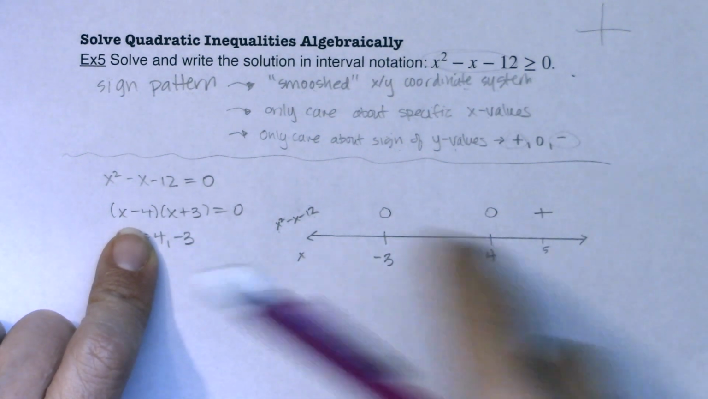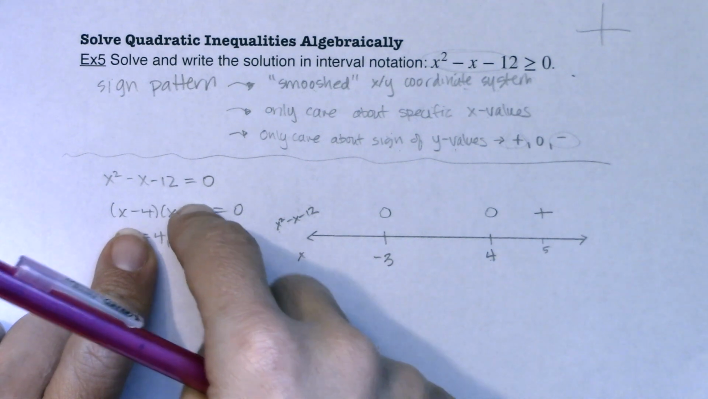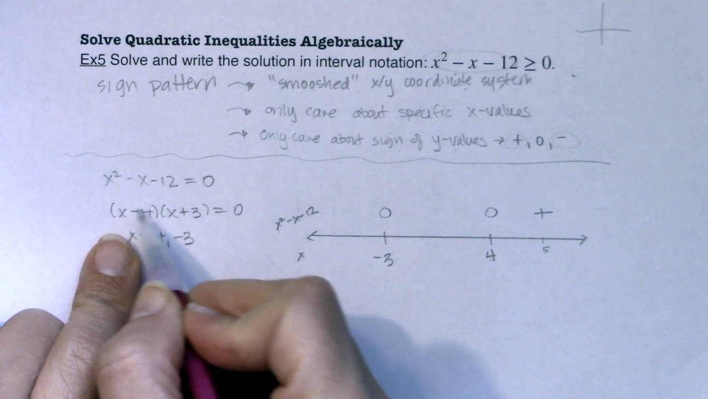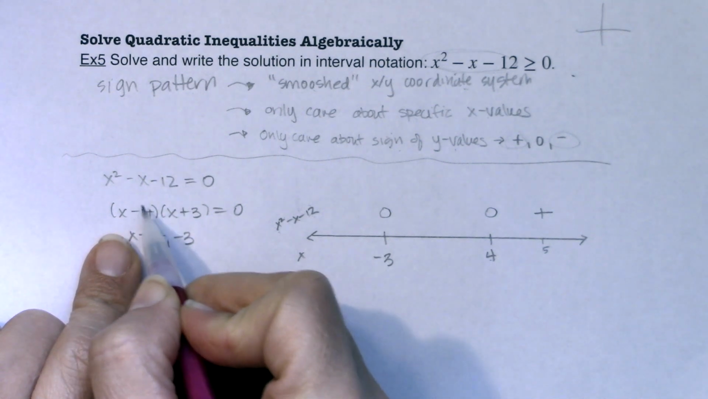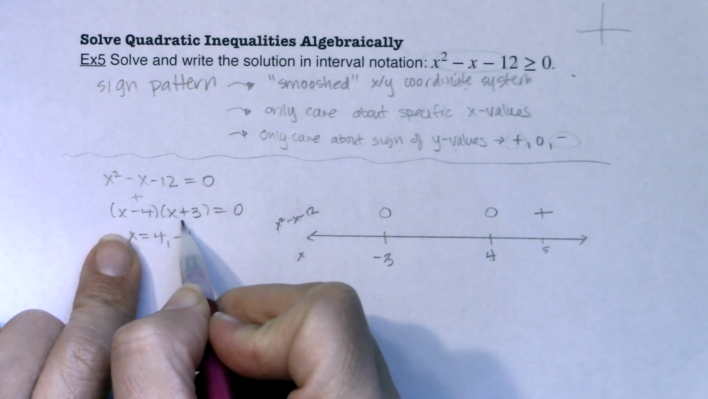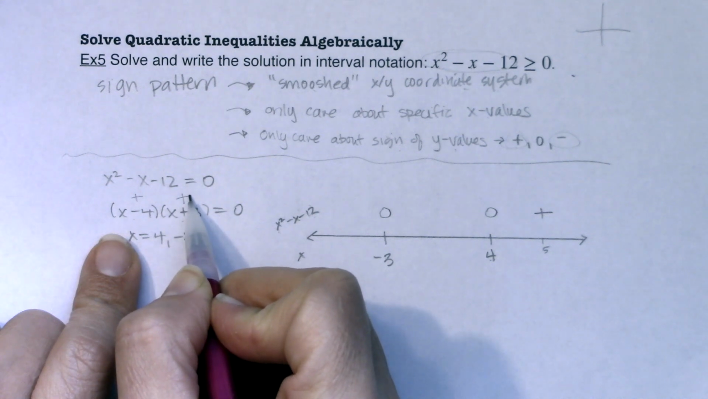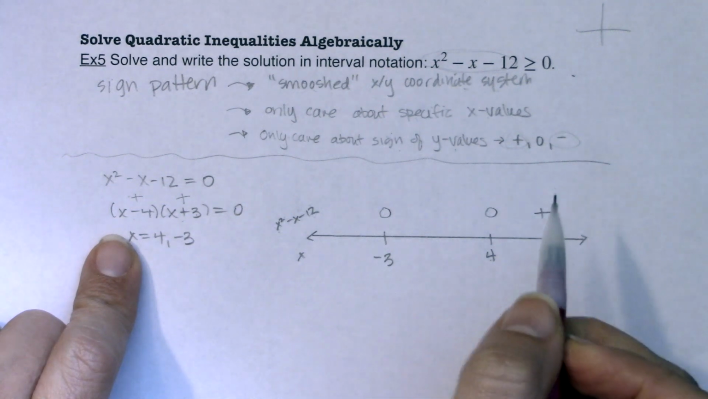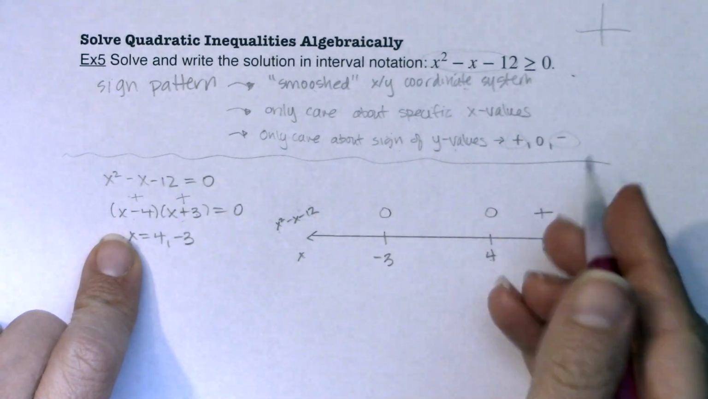I find it easier to put this into the factored form and keep track of pluses or minuses. So what I mean by that is if I plugged 5 into this first factor, 5 minus 4 is a positive number, 5 plus 3 is also a positive number, and a positive times a positive is positive, okay? And that's how I tend to do these.